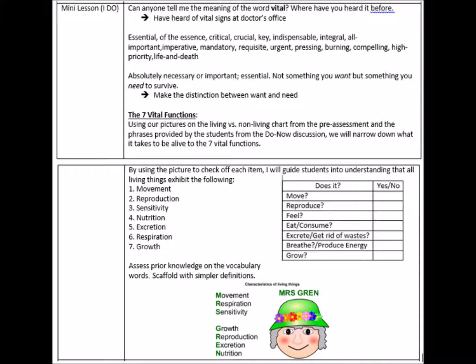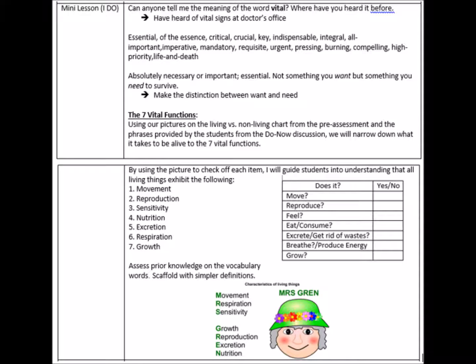Some students might recall having their vital signs taken at the doctor's office. We will stretch their knowledge and recognize that vital signs are clinical measurements, specifically pulse rate, temperature, respiration rate, and blood pressure, that indicate the state of a patient's essential body functions. Students will write down vital and essential in order to connect these words to stress the importance of the 7 vital functions. We will relate it to a life and death matter.